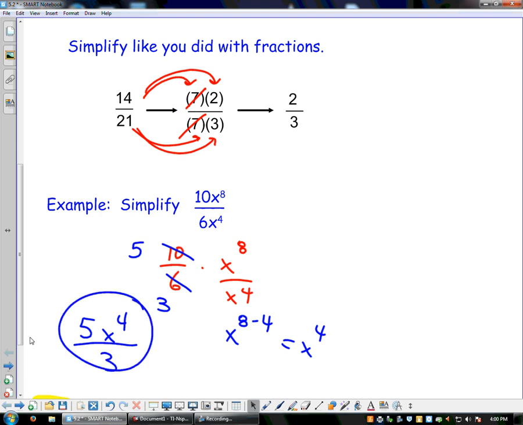And another way I like to think about that too is if you look at your x's, you had 8 in the top and 4 in the bottom. So if you take away 4 from the bottom, that leaves you with 4 left in the top, if you want to kind of cancel it out that way as well.